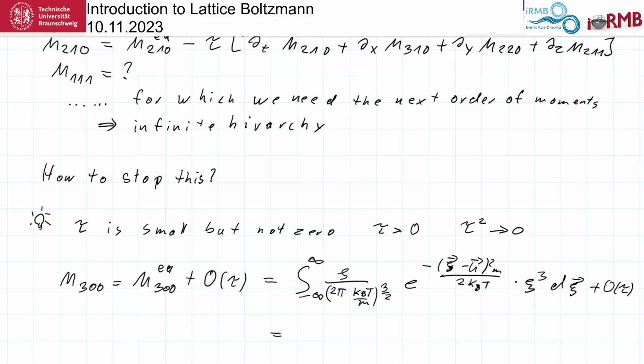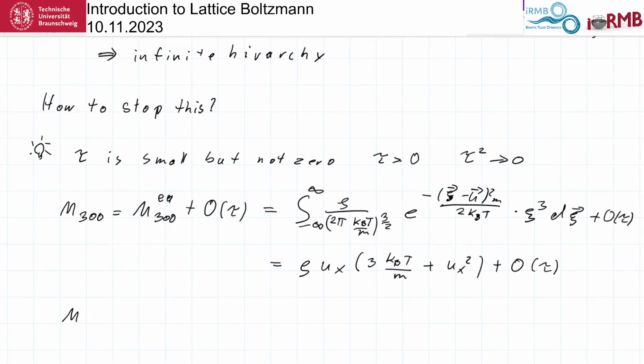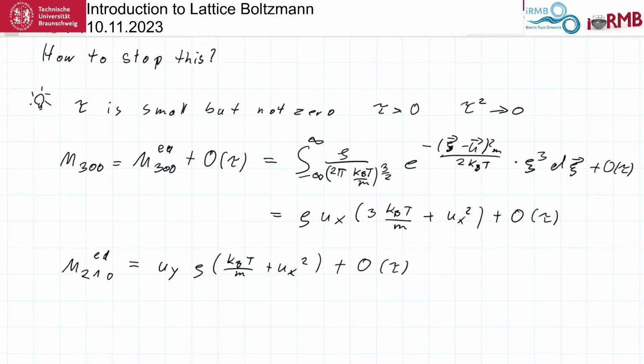And what comes out is, I used Mathematica to compute this, 3k Boltzmann t divided by m into rho ux plus ux square plus something of the order of tau. So for the other guys, I get M210 equilibrium. I get uy rho k Boltzmann t divided by m plus ux square plus something of the order of tau. And I also get M111 equilibrium is something of rho ux, uy, uz.